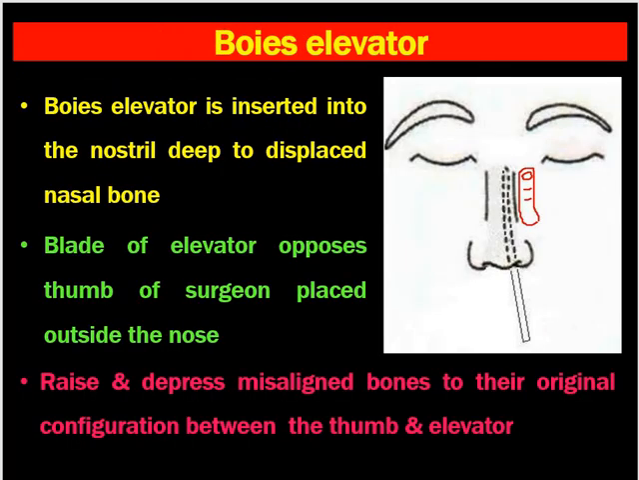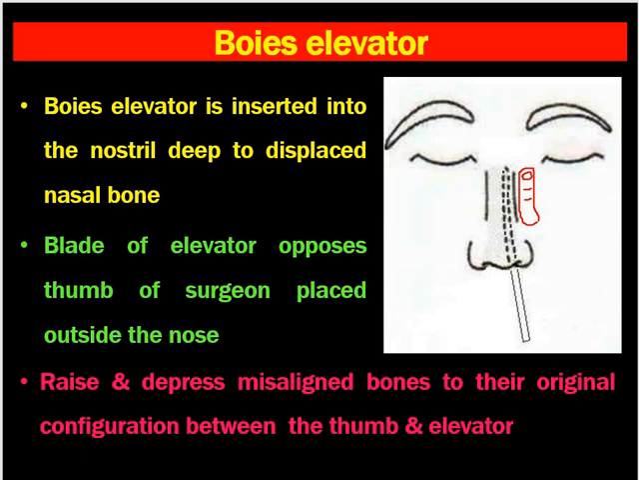In small children, Boies elevator is used. The Boies elevator is inserted into the nostril deep to the displaced nasal bone. This is important: the blade of the elevator opposes the thumb of the surgeon placed outside the nose. You can see the thumb here. The misaligned bones are to be raised and depressed to their original configuration between the thumb and the elevator. Reduction of the fracture nasal bone with Boies elevator is used in children.